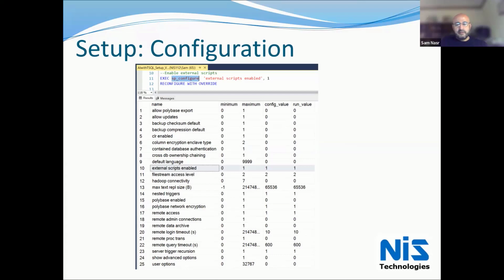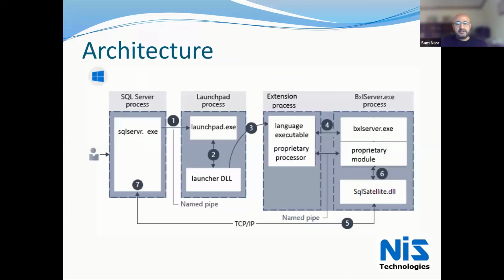Once all that's done, the process that happens on the back end is a flow that goes from left to right. You have the SQL Server process. It calls out to launchpad.exe. That launchpad then connects with a launcher.dll, which then connects to the extension process for the language executables. And then in step 4, it calls over to the BxlServer, which then calls the SQLSatellite.dll.